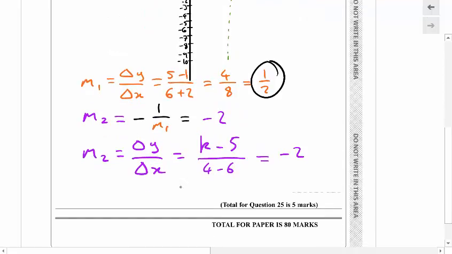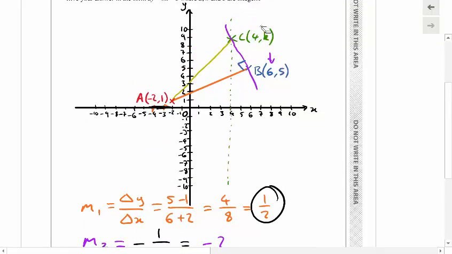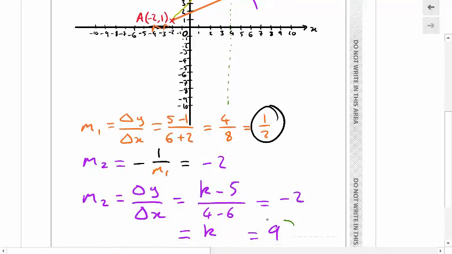So let's just solve that very quickly. So I end up with k minus 5, I can't do much with that, over 4 minus 6. Well, that's negative 2. And that must be equal to negative 2. So if I just multiply through by negative 2, that comes out as 4. Okay, then I've got k minus 5. I don't want k minus 5, I just want k on its own. So I add 5 to both sides. That then becomes 9. So I know immediately that k is 9. So my point C must be 4, 9, because I've just worked out that k is 9.